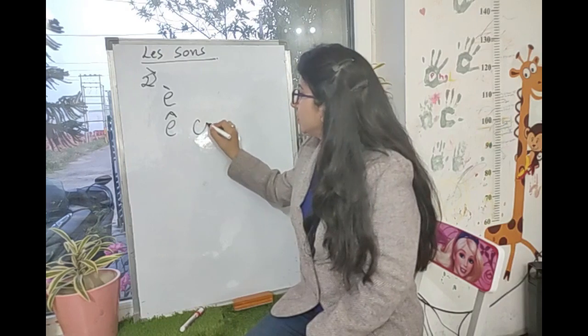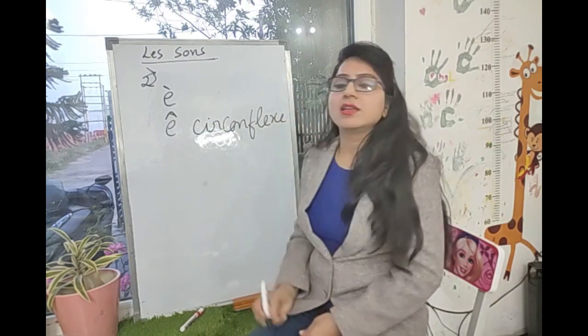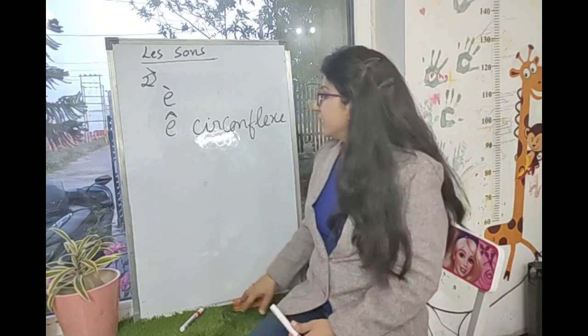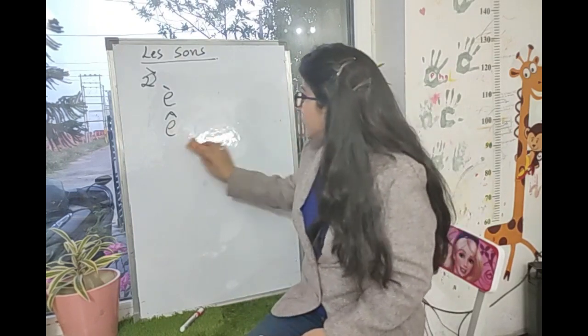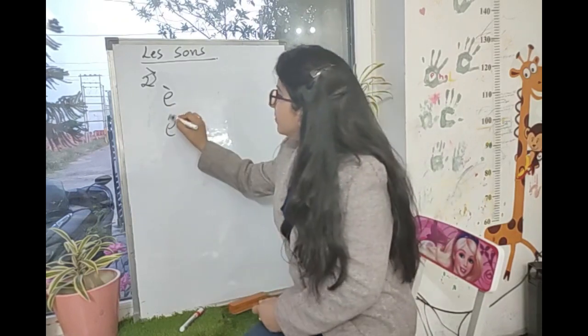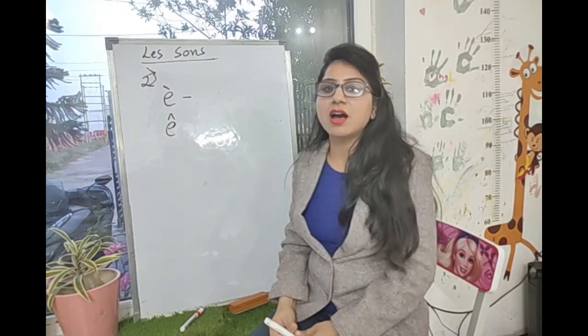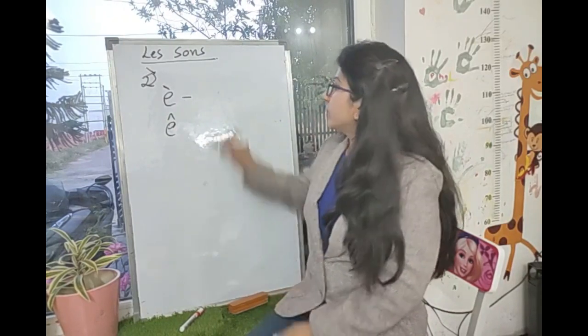is called circumflex. Alright? So this is the name of this accent. And now let me give you some examples. First let's talk about this. That is accent grave. Okay.